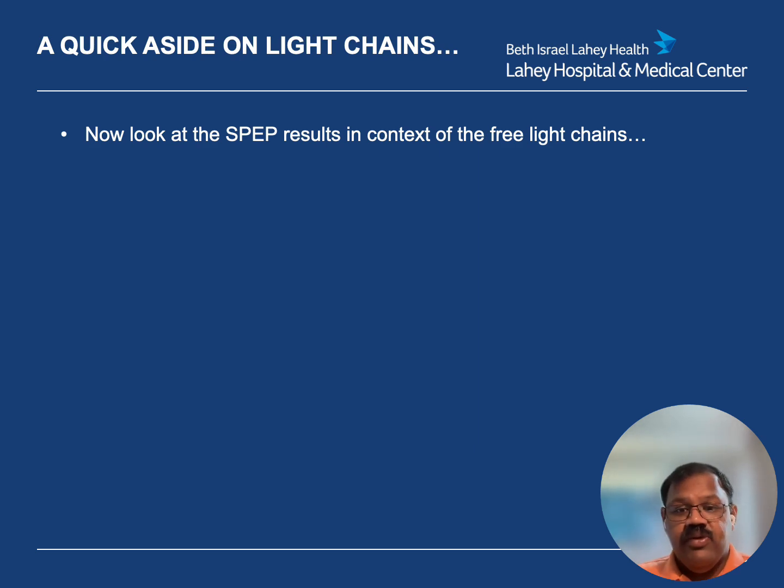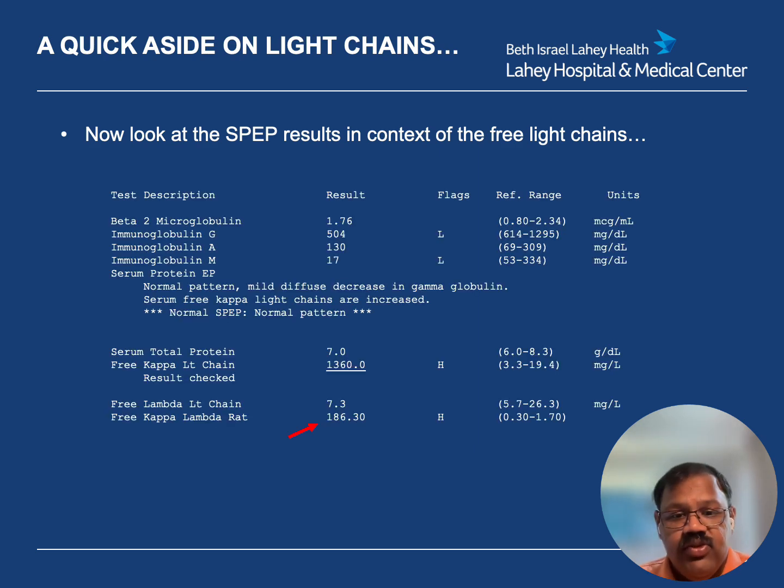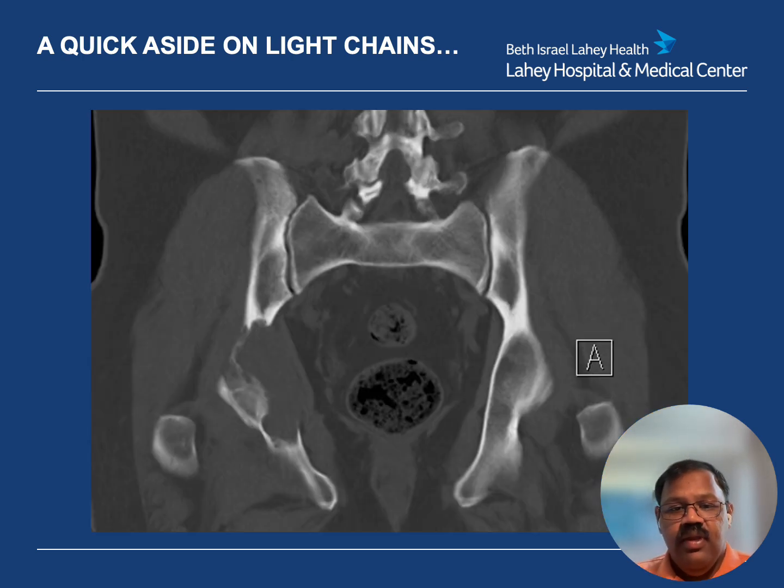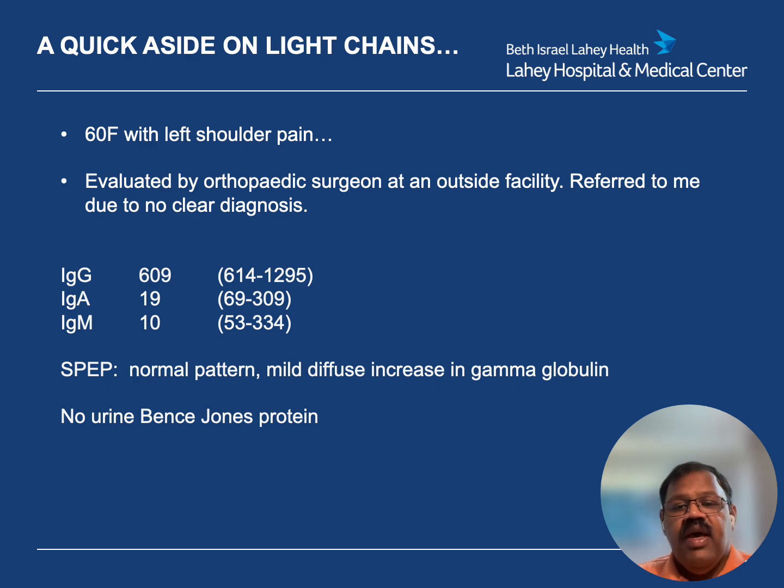If you looked at the SPEP results now in context of a free light chain assay, this is what we see. So a normal distribution of immunoglobulins, but then when you look at the free lambda light chain level, that was 7.3, and the free kappa light chain level was inordinately high at 1,360, which is almost 10 times the upper limit of normal, leaving a free kappa lambda light chain ratio of 186, which is markedly elevated and highly suggestive of a light chain myeloma. And this patient had appropriate imaging, and you can see had multifocal lytic lesions involving different parts of the pelvis, and ultimately was diagnosed with multiple myeloma.